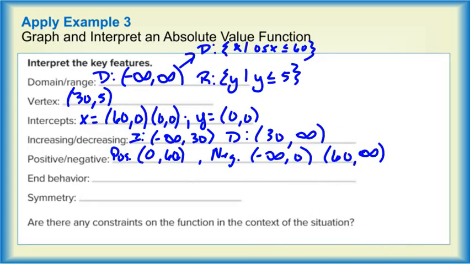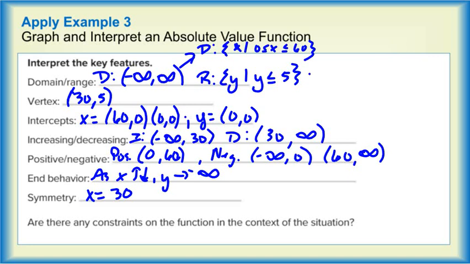Next, the end behavior. They're both going down, so as x increases or decreases, our y approaches positive infinity or negative infinity. And it's symmetric when x equals 30. And the constraints, we just said the constraints in our domain and our range.